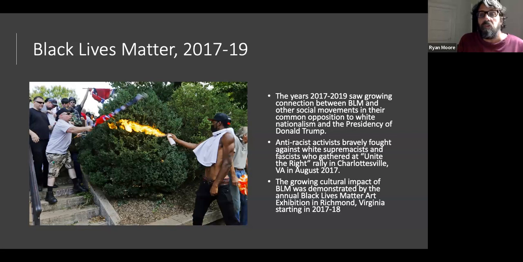This picture is one of many, but perhaps the most epic of the many images that came out of that day. That day, of course, ended very tragically with a white supremacist plowing his car through a group of demonstrators. It killed a woman named Heather Heyer.